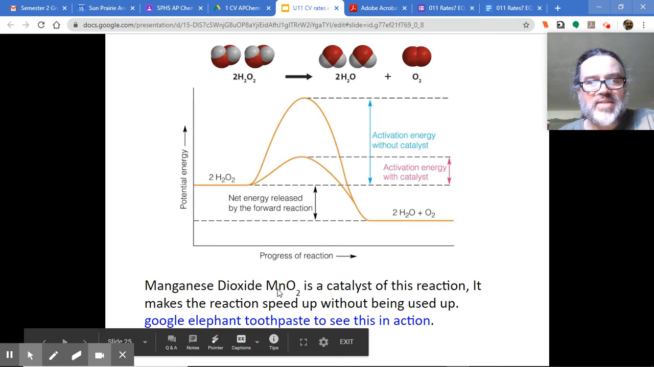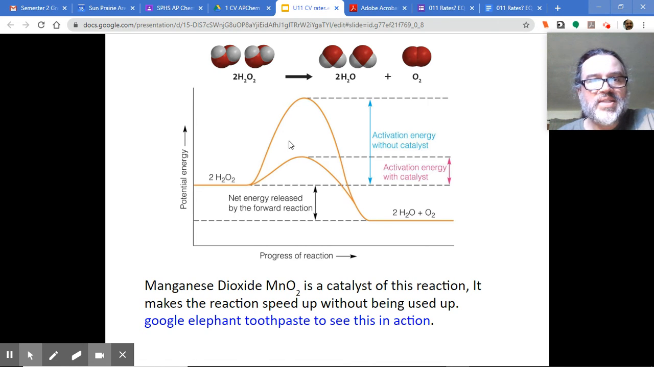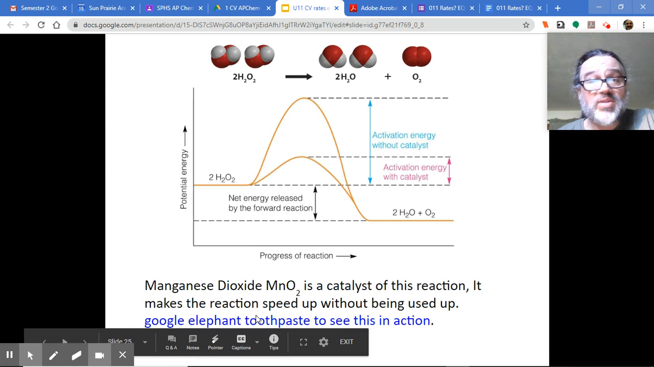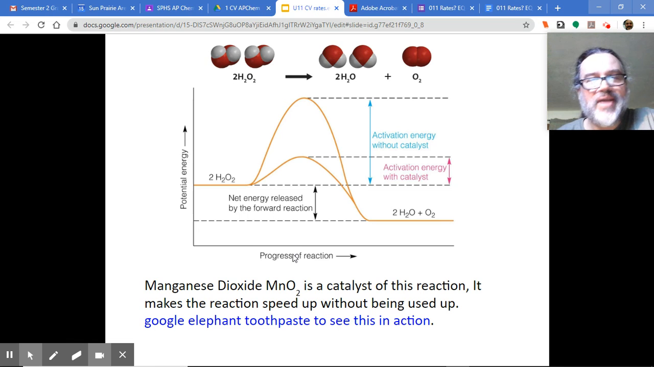Manganese dioxide is a catalyst used in the elephant toothpaste reaction, or potassium iodide solution is a catalyst used in the elephant toothpaste reaction. And instead of this huge barrier being in the way of hydrogen peroxide turning to water, that alternative route has such a lower barrier, so many more particles can get over, that the rate of reaction goes really fast. And if you do an elephant toothpaste, you'll see what I mean. It's explosive. It's pretty cool, actually. Check that out. And that's a common one.